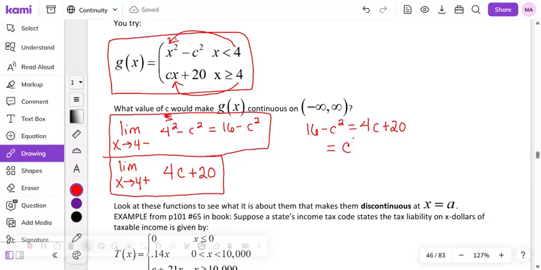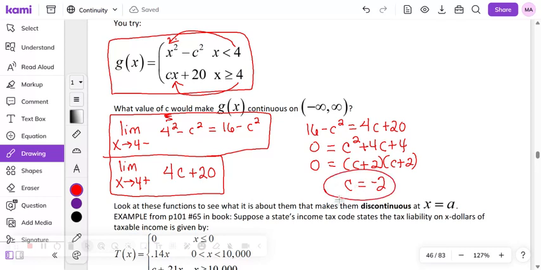So I'll add the c squared over, keep the 4c there, subtract the 16, and now factor and solve. c plus 2 times c plus 2, which means the only c value that will make this function continuous is if c is negative 2. Anything other than that would create a jump discontinuity here. Okay, so that's the only one that would make it continuous.